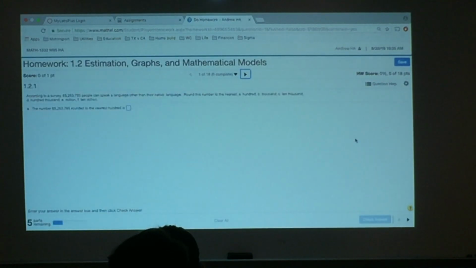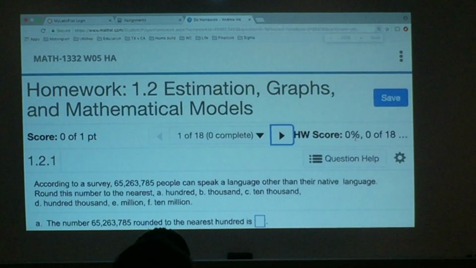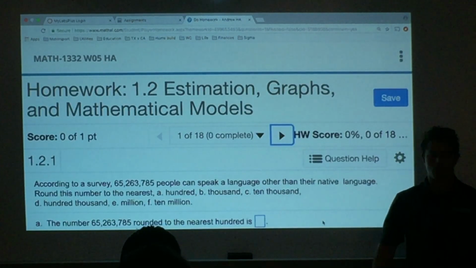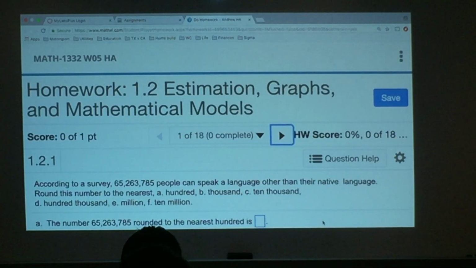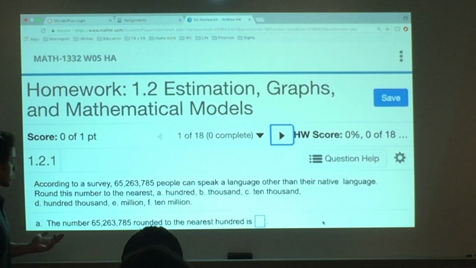So, as you can see here, 1.2, estimation, graphs, and mathematical models. And here we go. The first thing that we need to do is know how to round. With estimation, graphs, and math models, rounding is an important skill. It says, according to a survey, 65,263,785 people can speak a language other than their native language. Round this number to the nearest, and there are multiple parts to this problem.